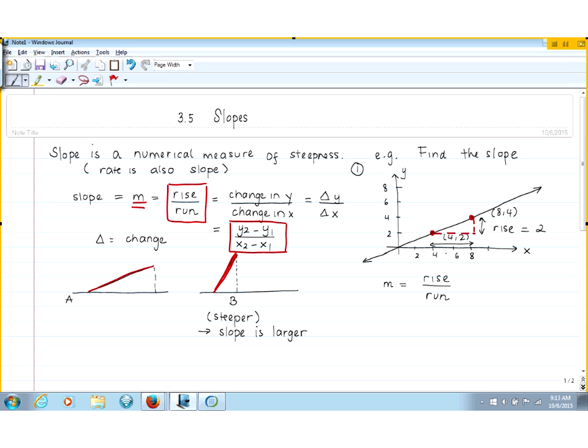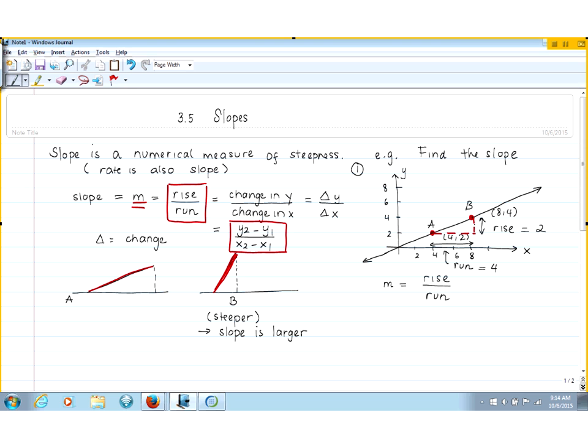Now run. So the run is this part right here. So this is the run. What is the run? 4. How do you get 4? 8 minus 4. So run is 4. Why is it positive? Why not 4 minus 8? Because if I start at A and end at B, where do I go? Do I go right or do I go left? Go right. So that's why the run is positive.